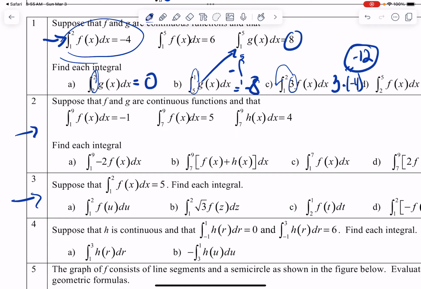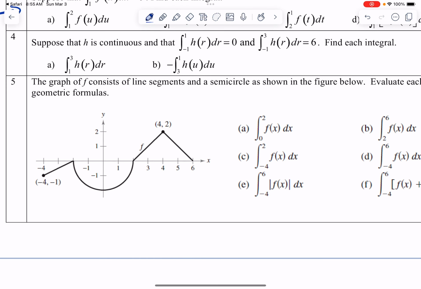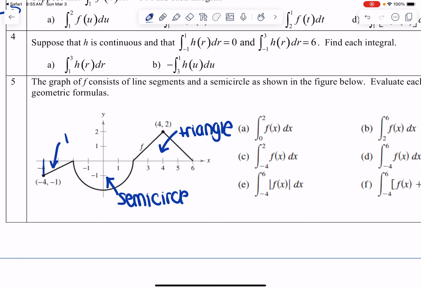Okay. I would then move to talking about what to do when I have a graph such as this, where I have certain areas underneath a function. You have 3 different shapes going on here. You have a triangle here, underneath here you would have a semicircle, and then finally here, if we stop there, that would also be a triangle. So we can use those area formulas of triangles and semicircles to help us out.